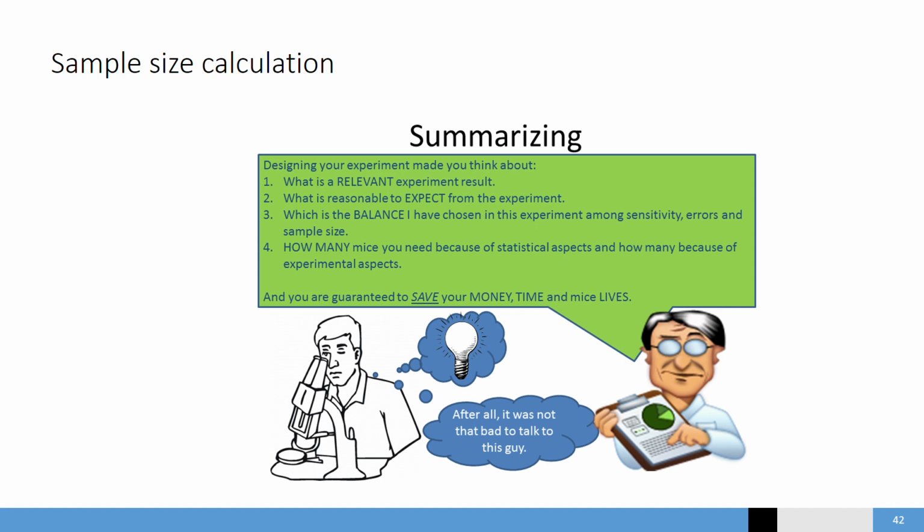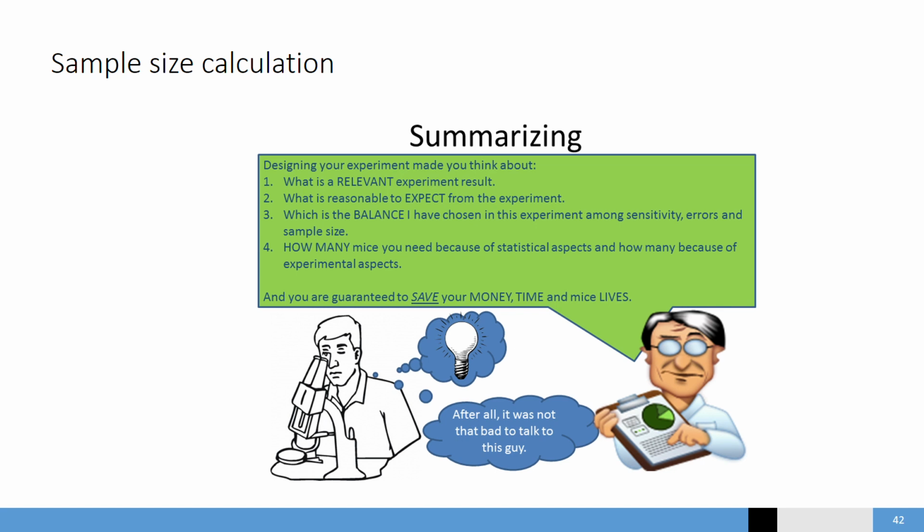And now you know what to expect from the experiment, and you know the balance that you have chosen between sensitivity, this effect size that I'm able to detect, the errors, these false positives and false negatives, and the sample size. You know the trade-off that you have chosen among all these variables.